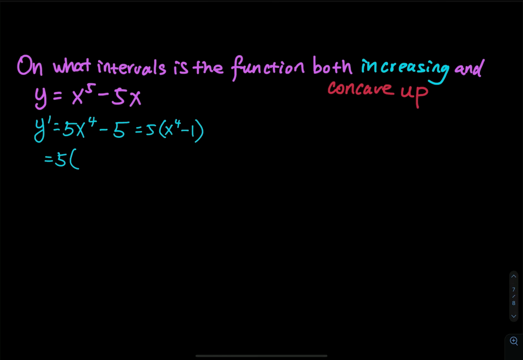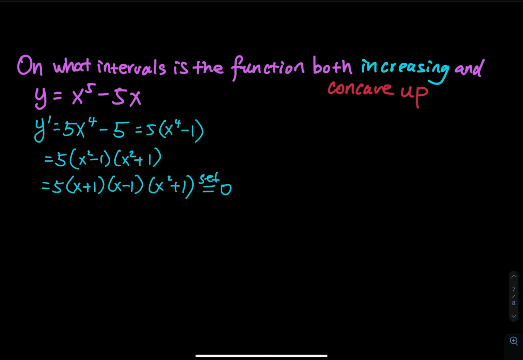So 5, we have x squared minus 1 times x squared plus 1. And then we factor this one more time: x plus 1, x minus 1. The x squared plus 1 cannot be factored. We have to set this equal to 0. I will tell you why in a minute.